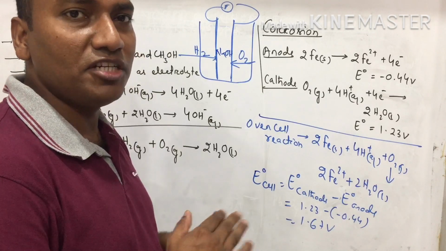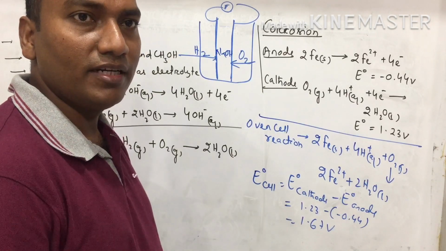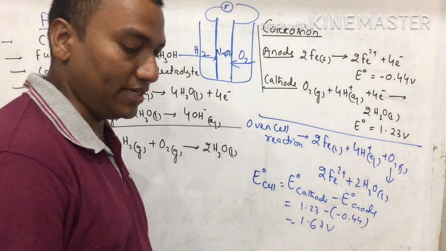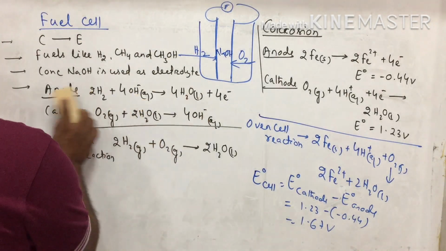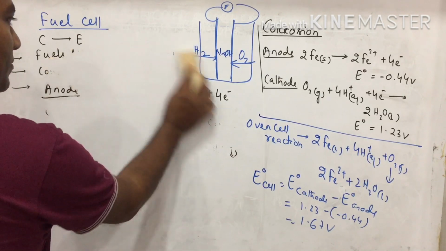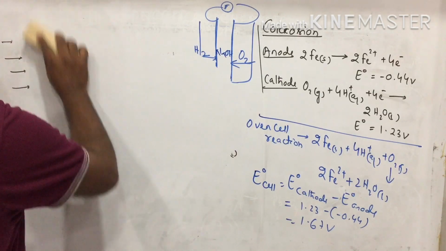And it is a better fuel cell. Why? Because it does not pollute the air. It is a cleaner fuel cell. Clear? So this is called a fuel cell. Then the next, last part is called corrosion.